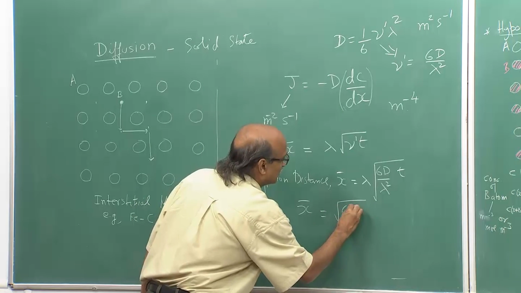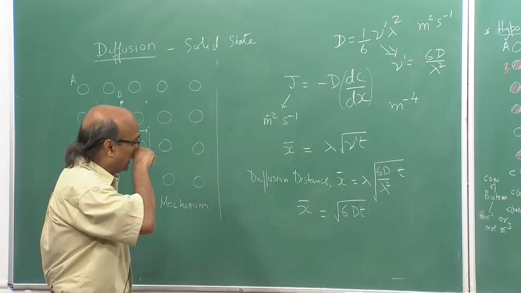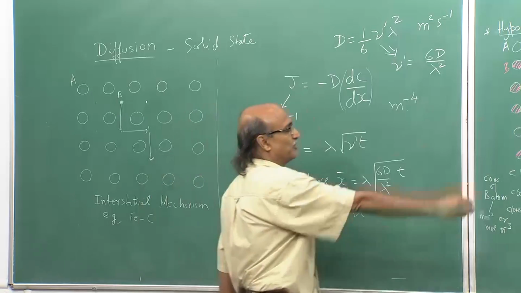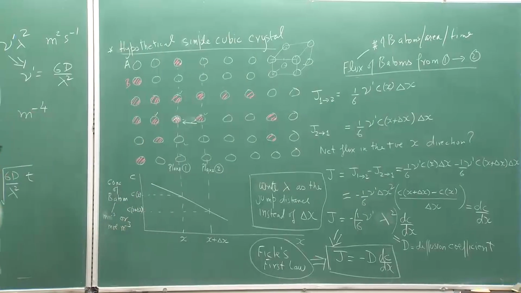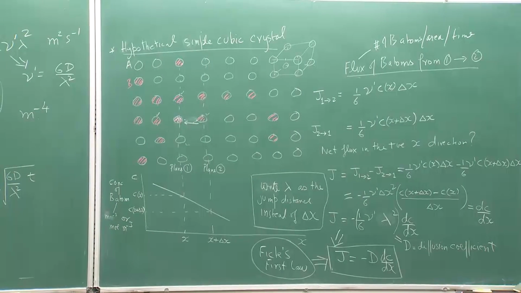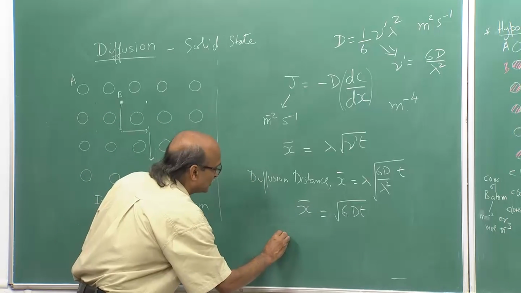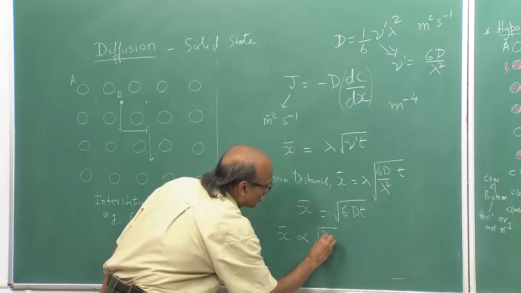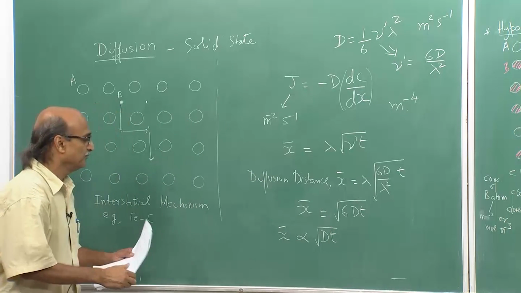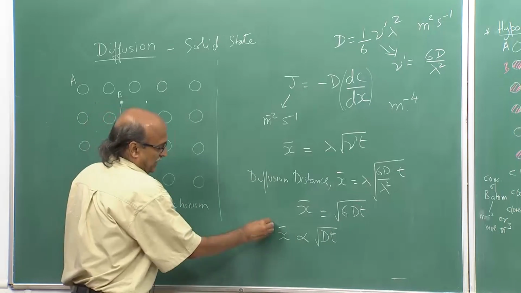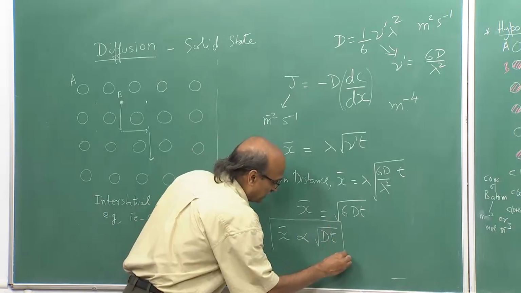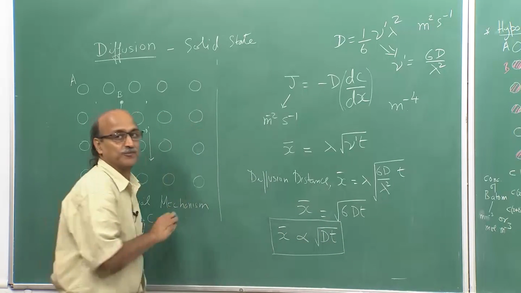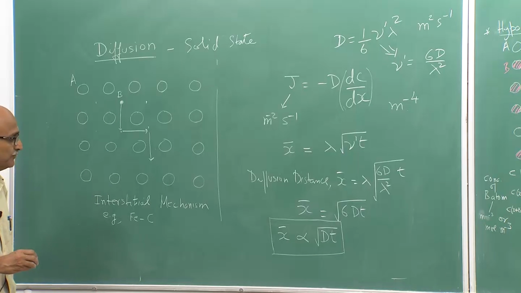or simply x bar is equal to square root of 6Dt. Now, this factor of 6 is coming simply because we have taken a simple cubic crystal. If we had taken some other crystal, this factor would be different. So, in general, the diffusion distance x bar is proportional to square root of Dt. This is also an important proportionality that keeps cropping up whenever we have diffusion.